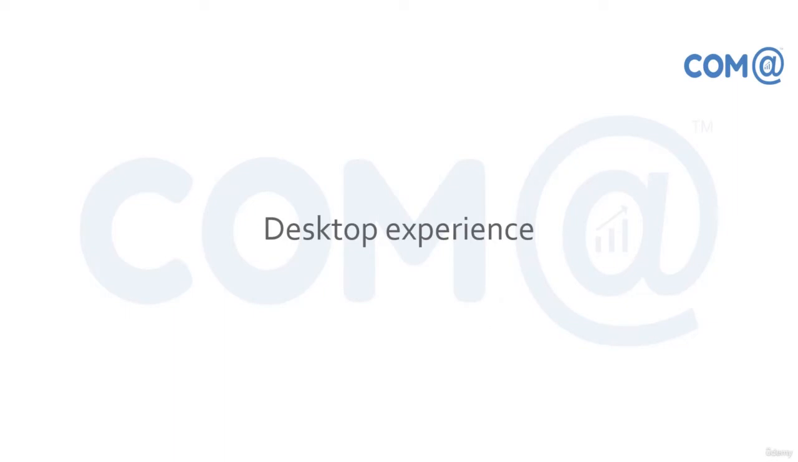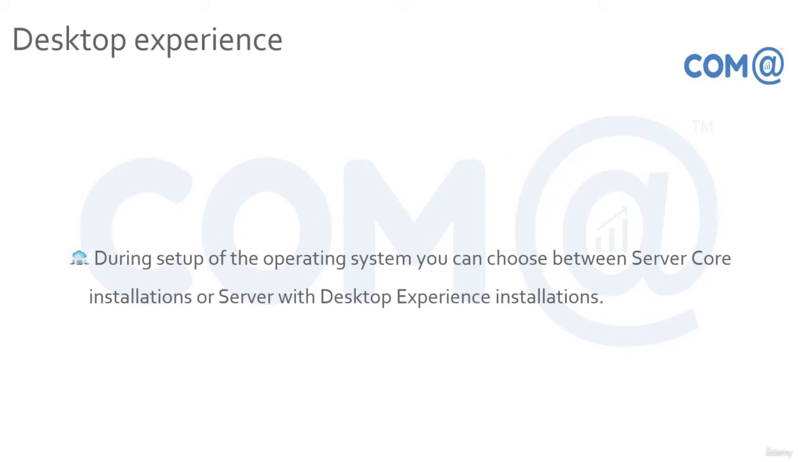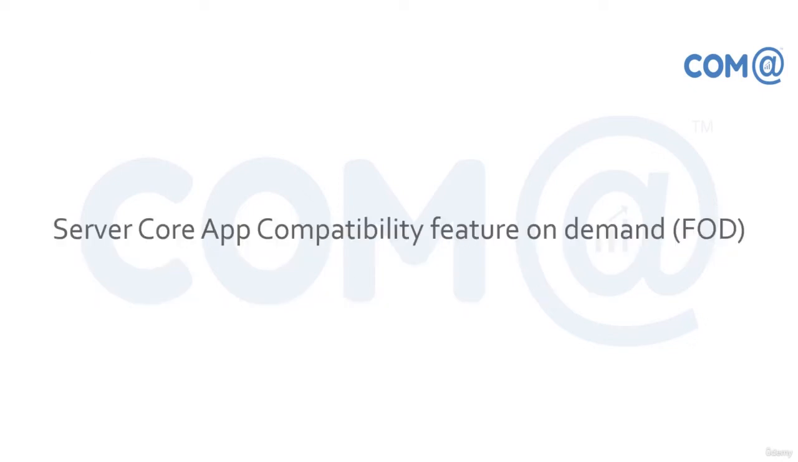And the other feature is the desktop experience. In Windows Server 2019, while installing the operating system, you can choose either the core mode installation, or the server with desktop experience. Based on your choice, you will get the CLI interface or the desktop environment. When you install Windows Server 2019 with the desktop experience, you will get the full complete graphical interface where you can install and configure all the roles and manage the servers.